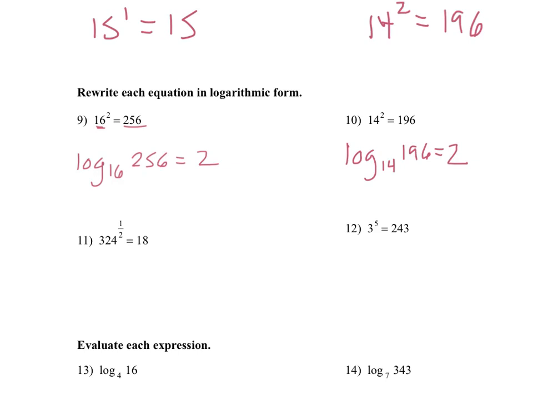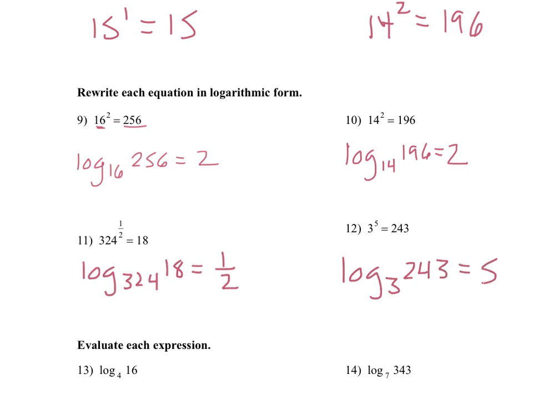Number 11, our base goes into the basement, so log of 324. Then we write our answer, which is 18, and then it equals our exponent, 1/2. And then number 12, our base goes into the basement. Then we write our answer. And then that's equal to our exponent, which is 5. Any questions on this part?